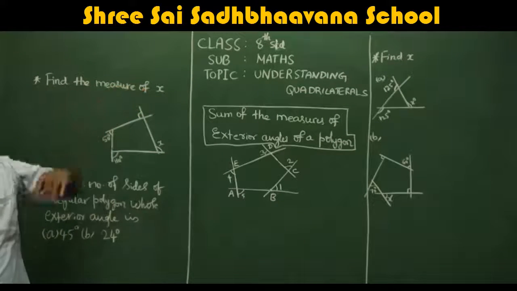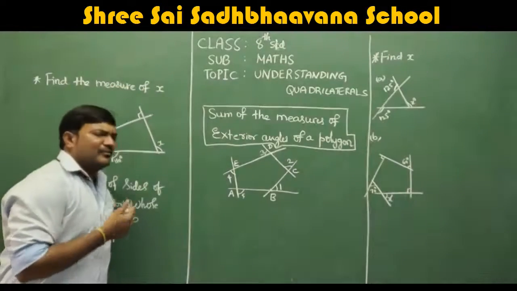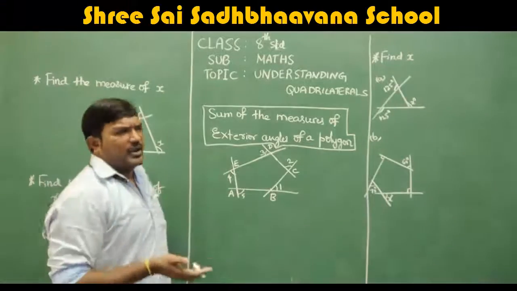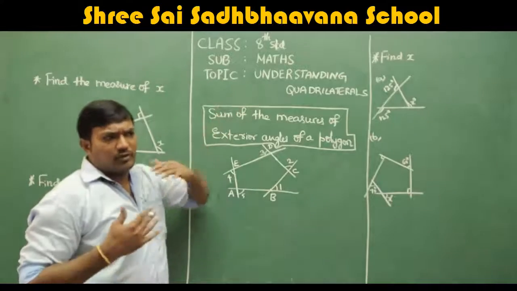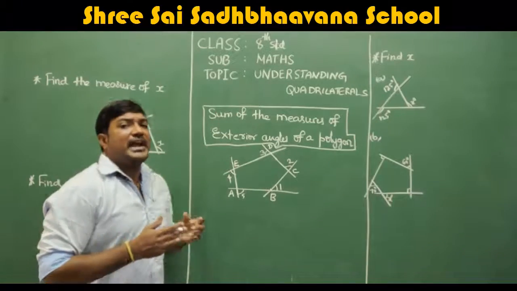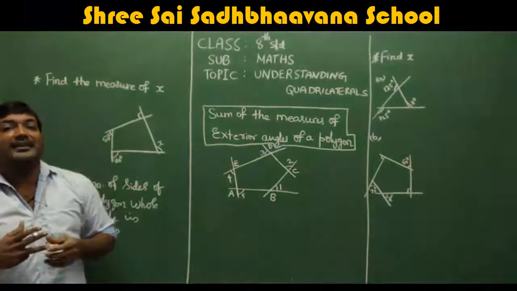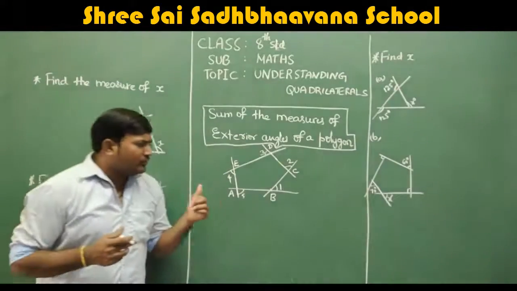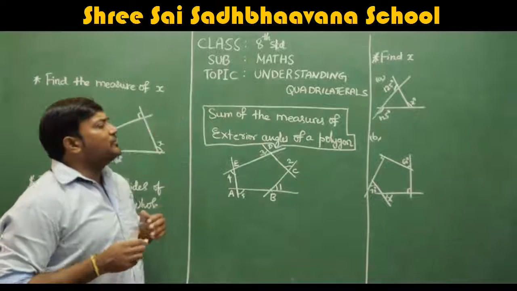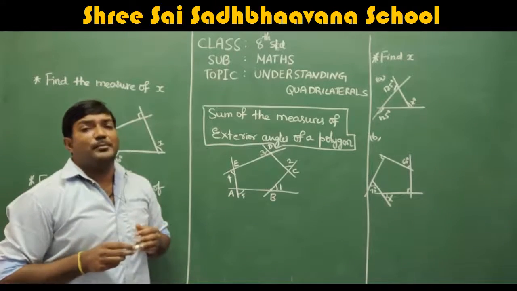So here there are two kinds of angles. It is there even for a triangle, even for a quadrilateral, for any closed geometrical figure, you will have two kinds of angles. One is the interior angle, the other one is the exterior angle. So here our topic is the sum of the measures of exterior angles of a polygon.